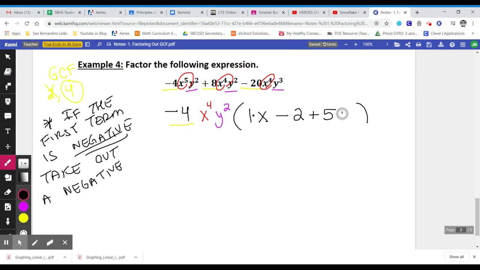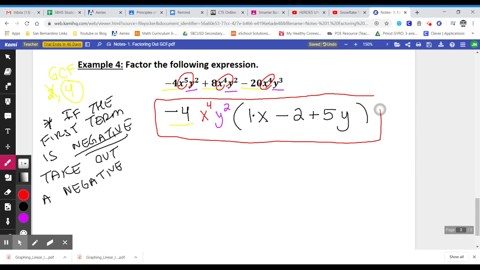So finally, my final answer will be this. The greatest common factor is -4 x to the power of 4 y squared. And the final answer is -4 x to the power of 4 y squared multiplied by (x minus 2 plus 5y), which is equal to the original expression.